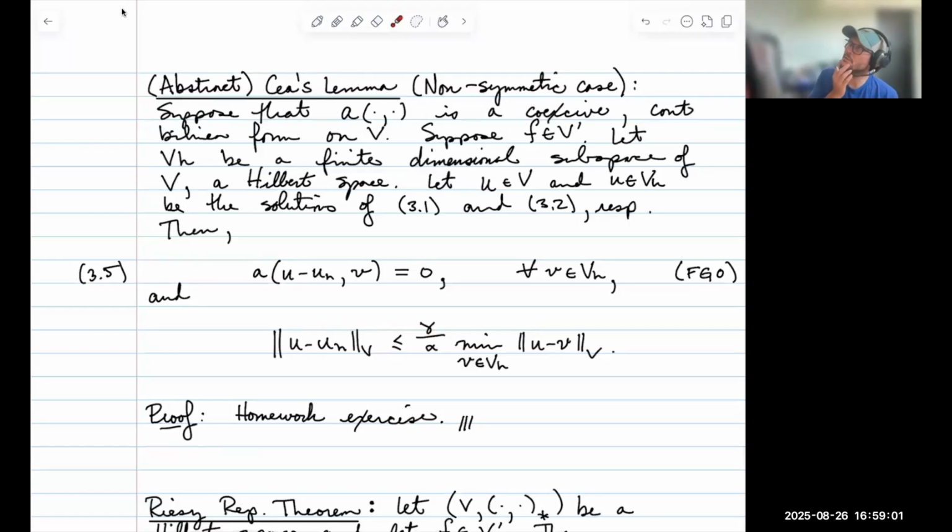So let's see, how can I put it? You have to do things slightly differently than we did them for the model problem. Let me just put it that way. But the homework should guide you through that. So I'll leave that as a homework exercise.